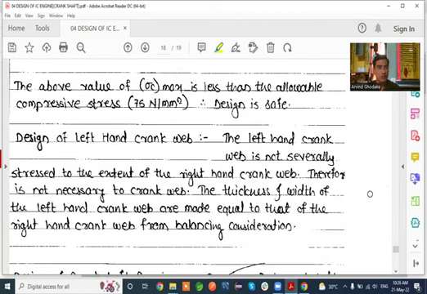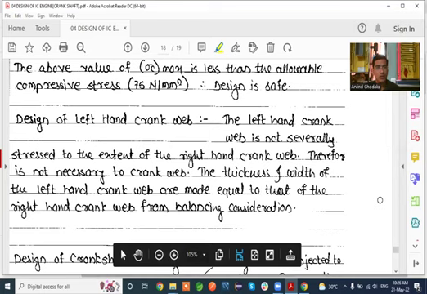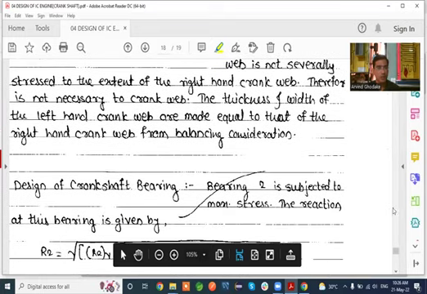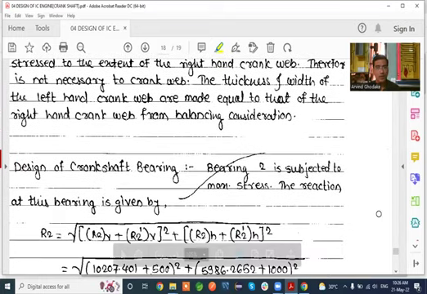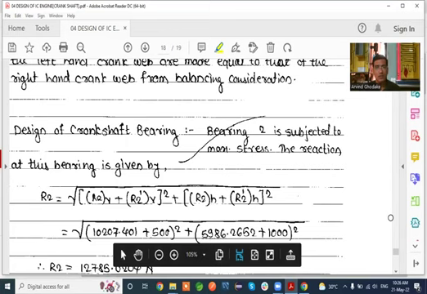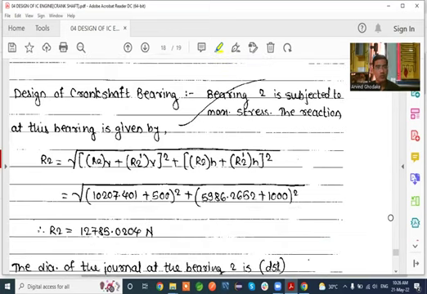Next, design of left hand crank web. The left hand crank web is not severely stressed compared to the right hand crank web. Therefore, the thickness and width of the left hand crank web are made equal to that of the right hand crank web from the bending consideration. Then design of the crank bearing. The bearing 2 is subjected to the maximum stress. The reaction at the bearing is calculated by the formula R2 into square root of these parameters, that is, a reaction in vertical direction and a reaction in horizontal direction.